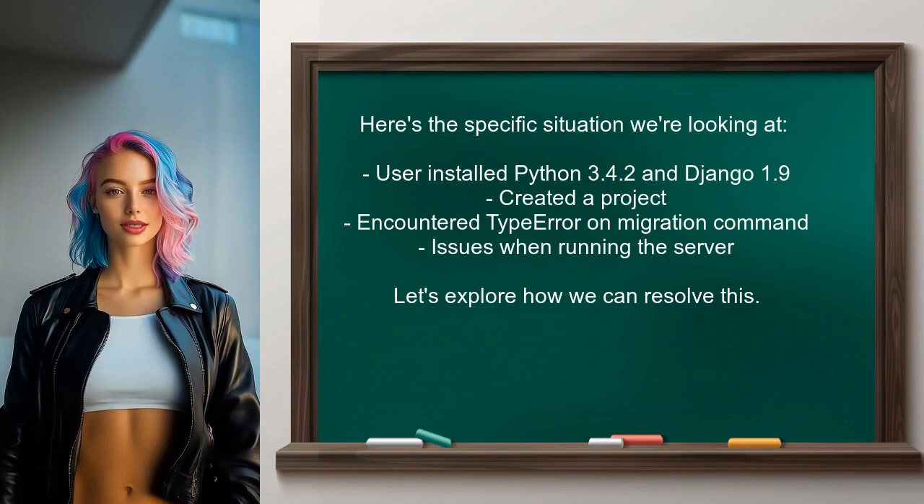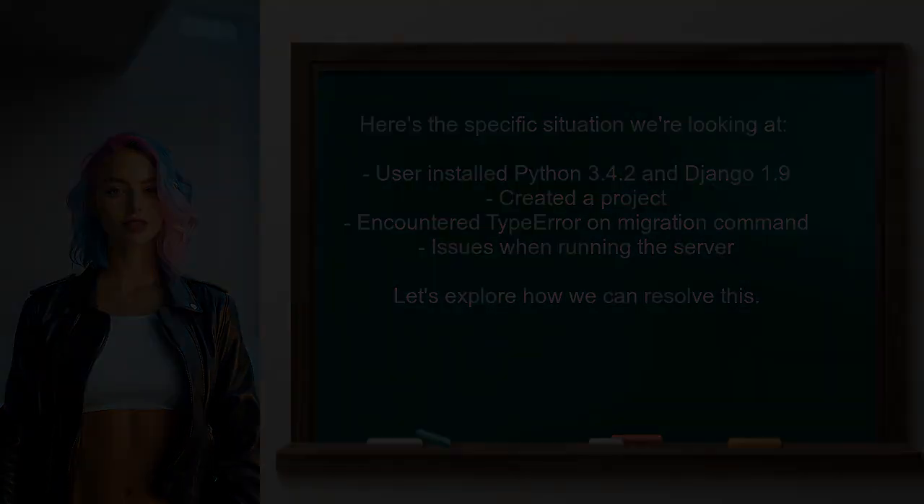Here's the specific situation we're looking at. A user installed Python 3.4.2 and Django 1.9, created a project, but when they tried to run the migration command, they encountered a type error. They also faced issues when trying to run the server. Let's explore how we can resolve this.